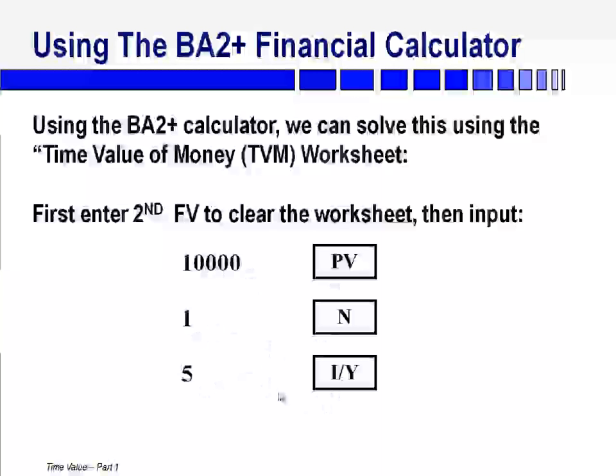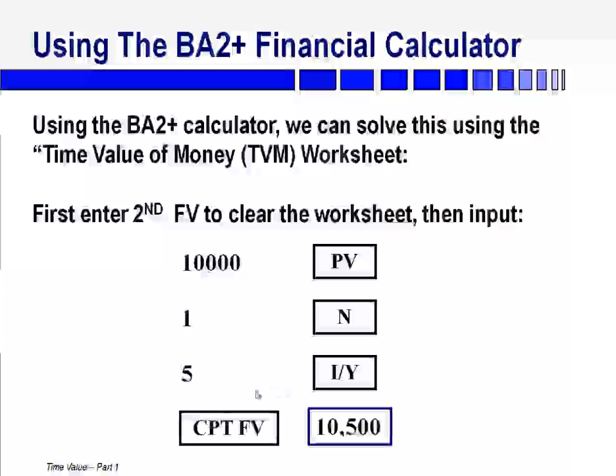Once you've done that, pause the video for a second, enter those into your calculator if you haven't done so already, then restart the video, and hit compute, which is on the top row of your calculator on the left hand side, followed by the FV key, and that will give you an answer of 10,500.